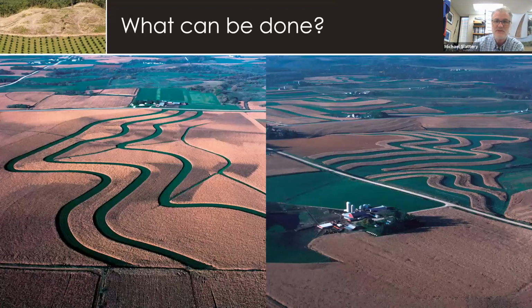Here's another example. These are two aerial images from Iowa showing something quite similar, right? So here's contour plowing. So this is all corn following the contours, okay? So that's reducing runoff. Now, in addition to contour plowing, we've got these grass strips. So this is also known as strip cropping. So we've got contour plowing and strip cropping superimposed upon one another.